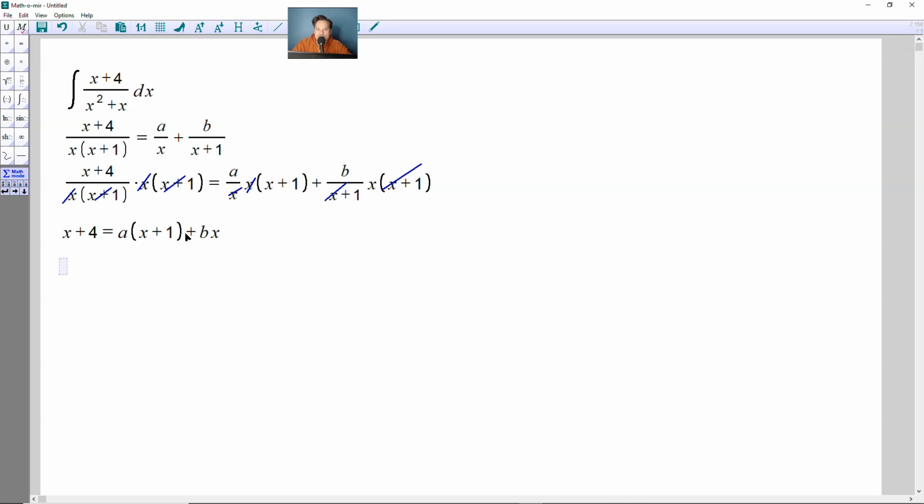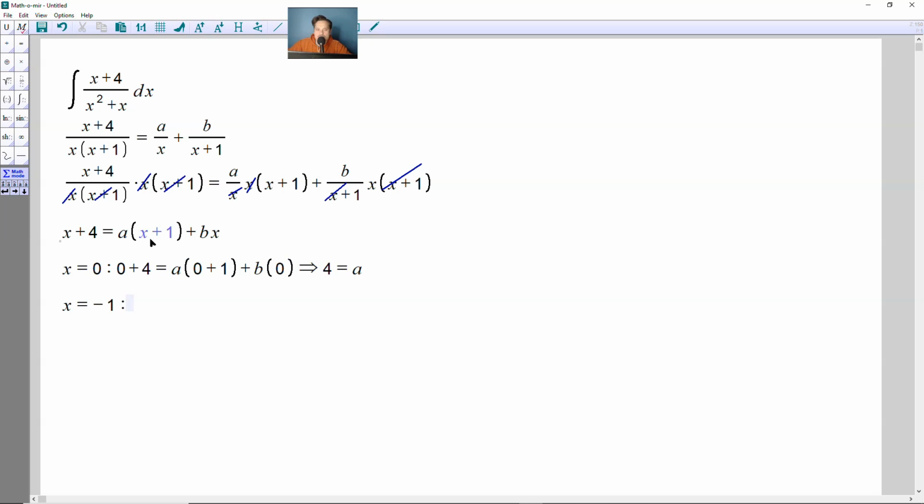Now you need to get the values of A and B. You can do this as follows. First, set x equal to 0. When you do that, you will have 0 plus 4 is equal to A times 0 plus 1 plus B times 0. I'm choosing 0 because it makes the B go away. So on the left-hand side it is 4, and the right-hand side is basically A.